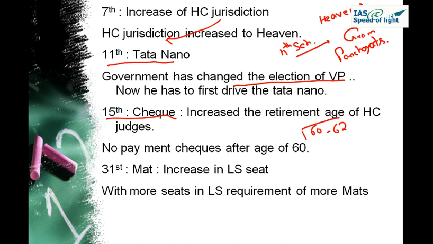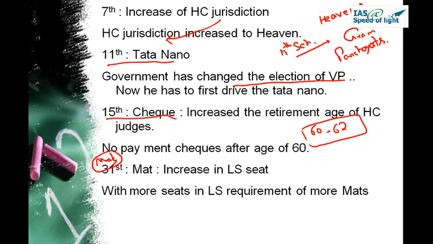So increase the retirement age of High Court judges. 15 is check for us, and this information we are linking with increase of retirement age of High Court judges. 31st Amendment Act. Now 3 is M and 1 is T, and it becomes MAT for us.